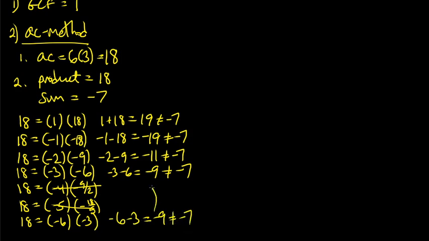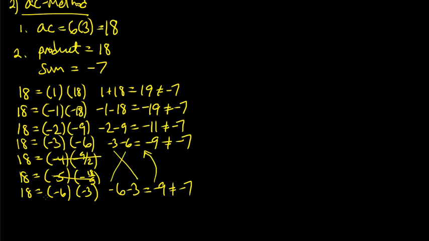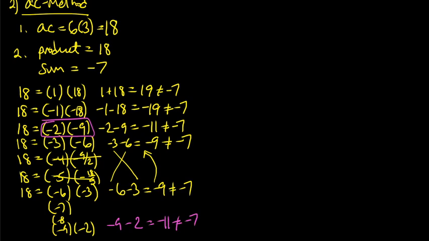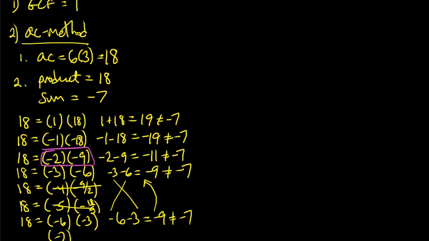But wait a minute, we did that already, right? All we did was change the order here. So we're going backwards now, right? So that means we're done. If you keep going, it's not going to be negative 7, not going to be negative 8. You'll get negative 9 and negative 2, but we did negative 2 and negative 9 already. So changing the order here doesn't affect your sum. It's still negative 11, which is not negative 7. Okay, so no matter what combination we choose here, we're never going to end up with negative 7 as our sum. Just not going to happen, right?